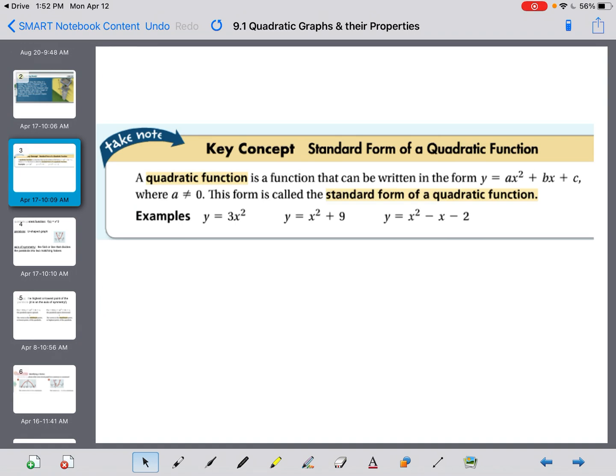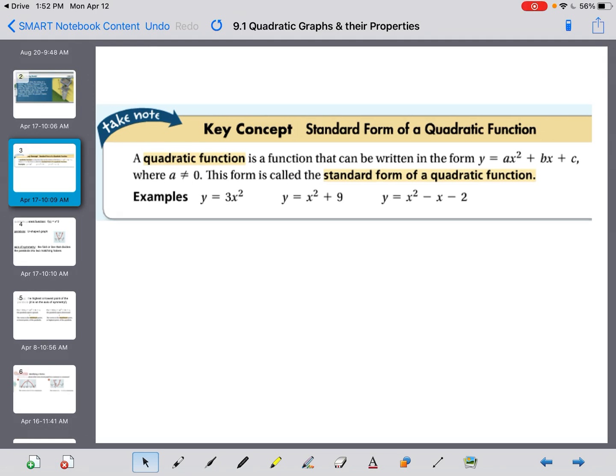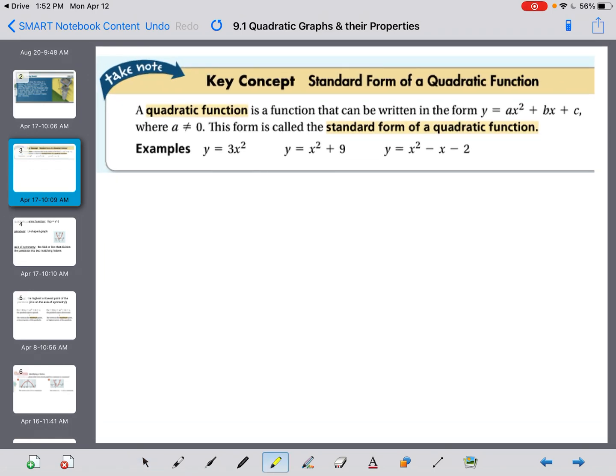All right, so your key concept for today is the standard form of a quadratic function. We have talked about quadratic functions before. They are these ax squared plus bx plus c, as long as the a is not a 0. Now these are all different forms. Just this x squared itself makes it a quadratic function. So these are all different forms of a quadratic function.